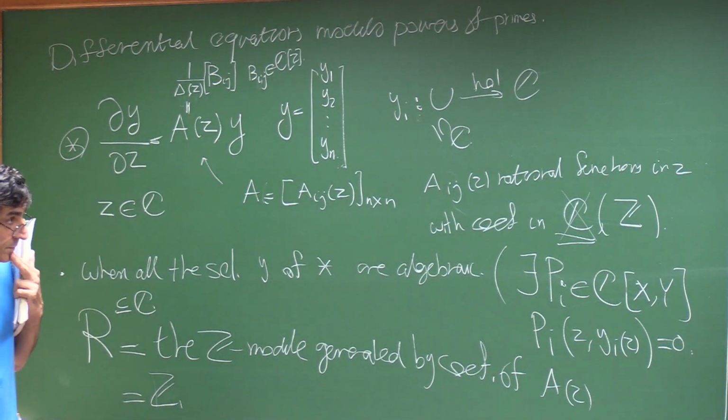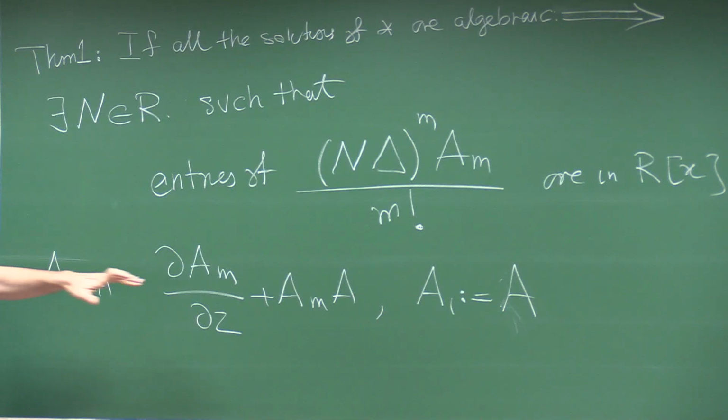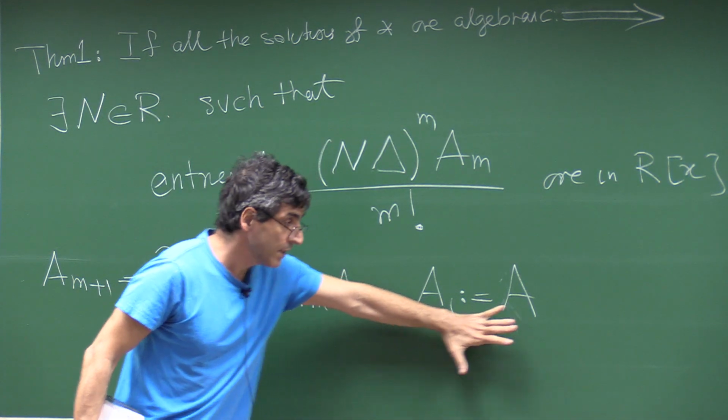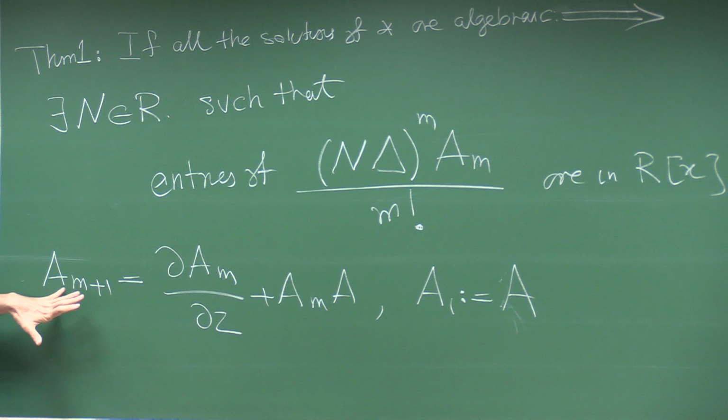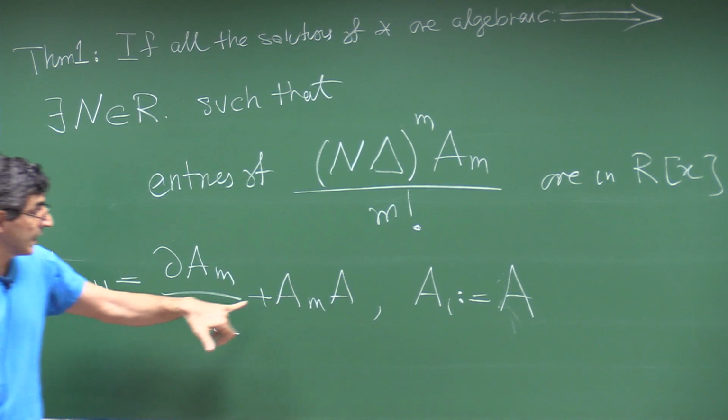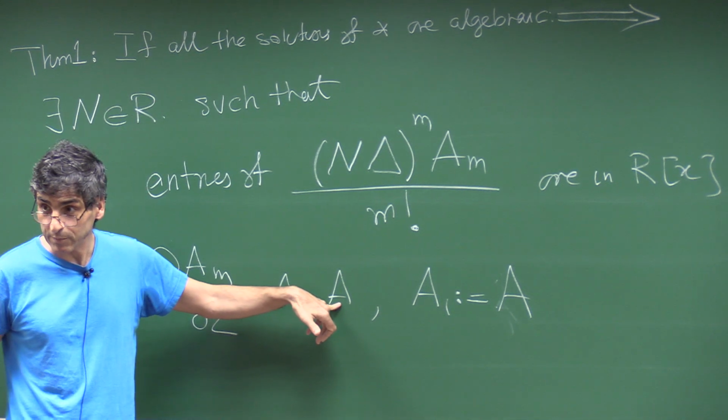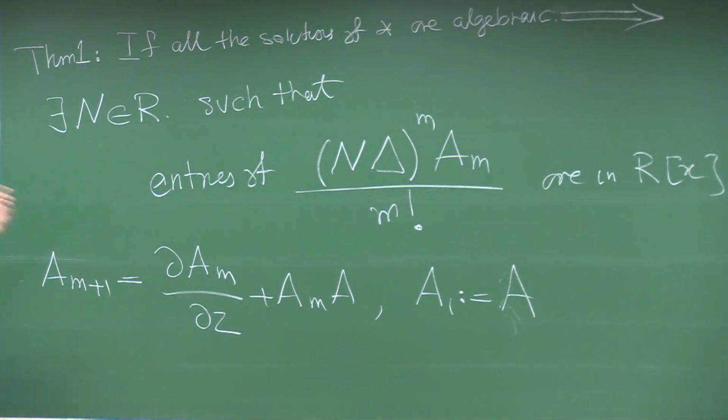Okay. So first of all, you take a matrix with rational coefficients, and you've defined it as a recursion. So this recursion A_{m+1} is the derivation of A_m with respect to z, plus A_m times A. These are n times n matrices. And in a minute, I will say where this comes from. So you will get, again, a matrix of rational functions.